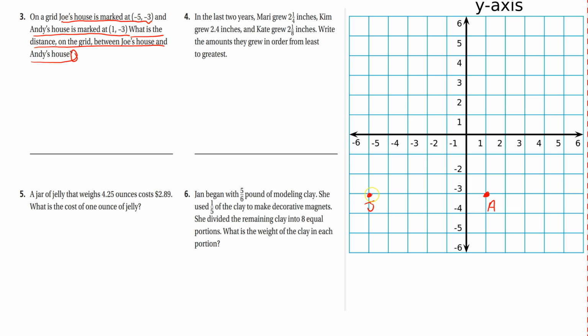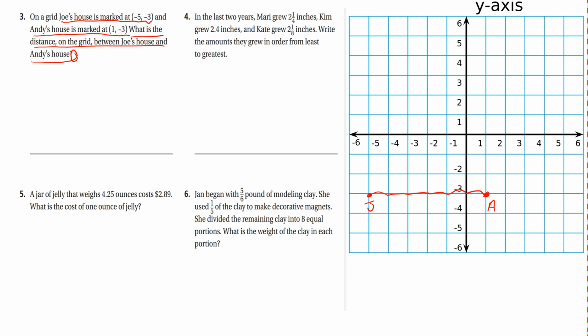And now I just count the distance. 1, 2, 3, 4, 5, 6. So the distance between their 2 houses is 6 units. 6 blocks, whatever you want to call it.